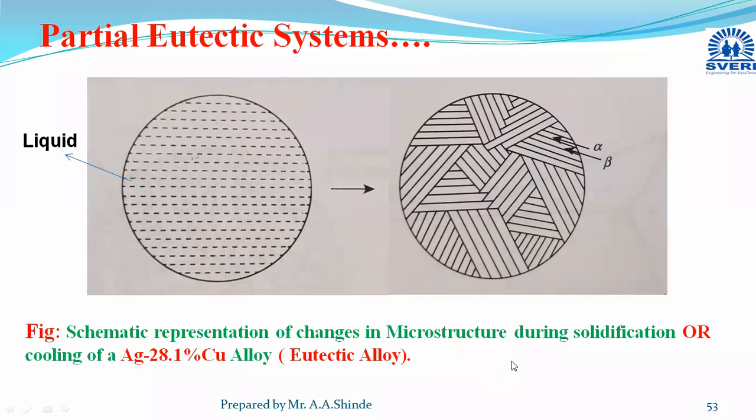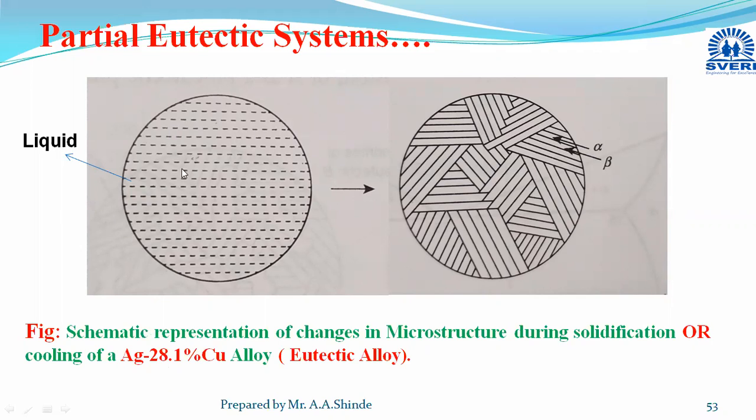Schematic representation of changes in the microstructure during solidification or cooling of an alloy with silver and 28.1% copper. Okay, means this is the eutectic composition. If you are not able to remember the composition, you can assume these values for this particular phase diagram only.